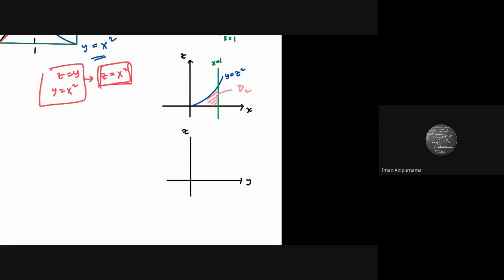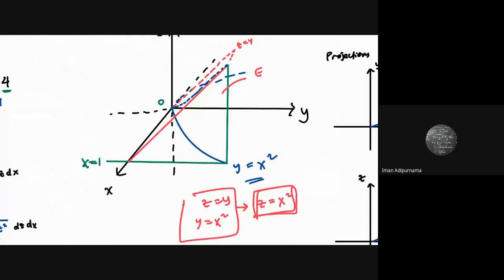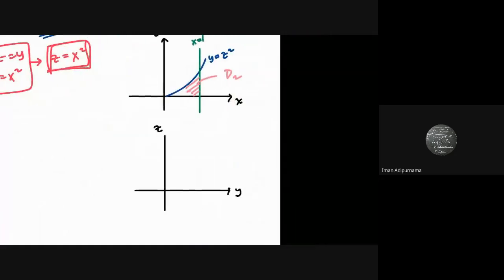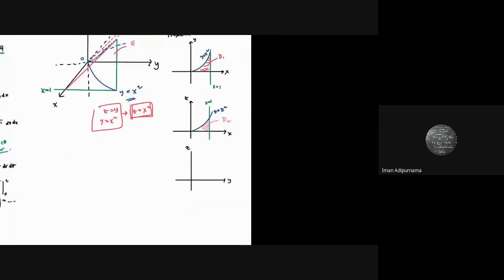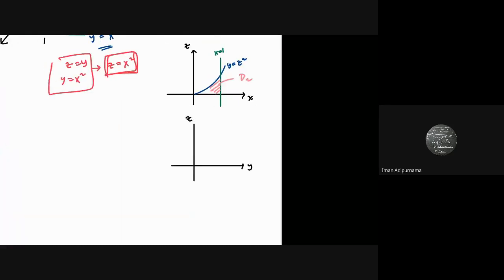And let's try z and y. Z and y, you can look here and see it's just a triangle, right? A triangle from the z equal y, and we have y equal 1 here. And let's say this is D3.